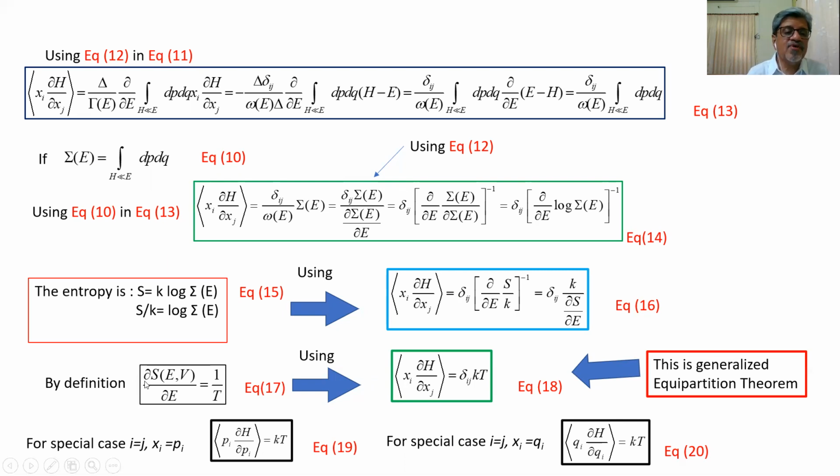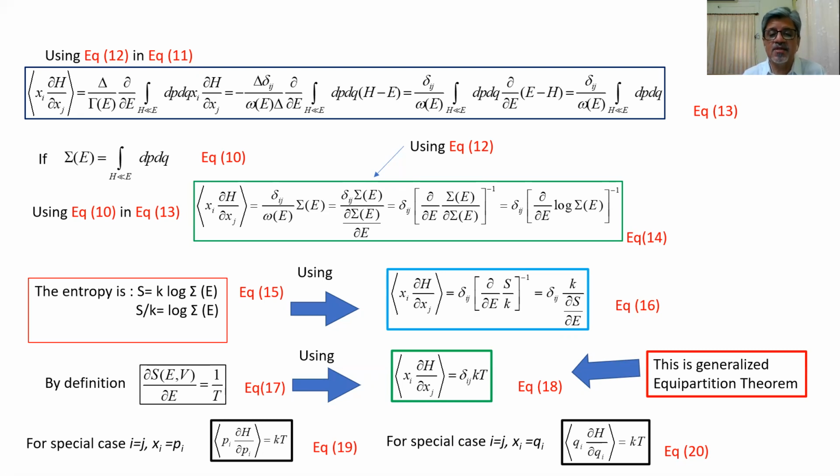Now, using our fundamental definition, ∂S/∂E is represented as 1 upon T, the inverse of the absolute temperature. So that is equation number 17. Using equation number 17 in 16, we can write the ensemble average of x_i ∂H/∂x_j equal to δ_ij kT. And this is the generalized equipartition theorem, which is represented by equation number 18, and that is represented by the green box. Now, for a special case, if you consider i equal to j and x_i equal to p_i, it becomes a special case for momentum. So p_i ∂H/∂p_i is equal to kT. That is represented by equation number 19.